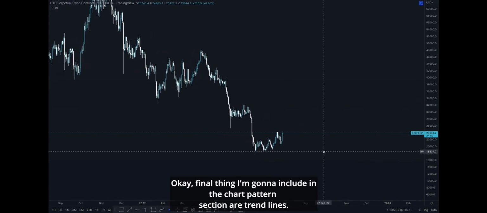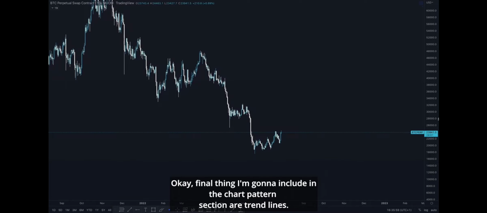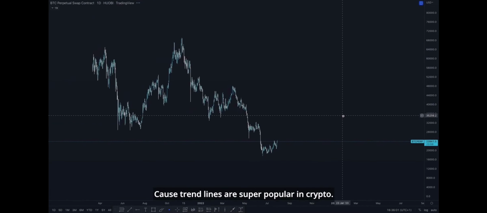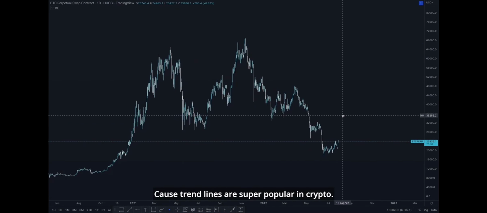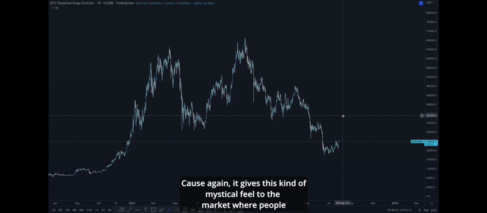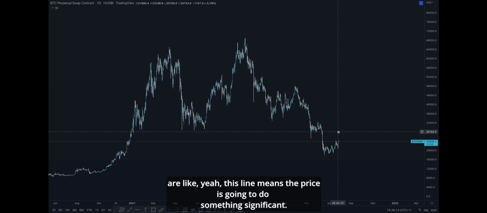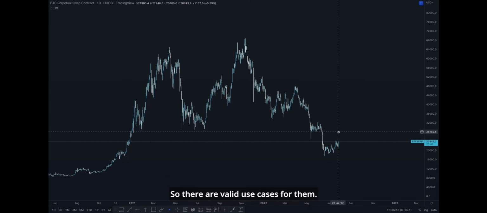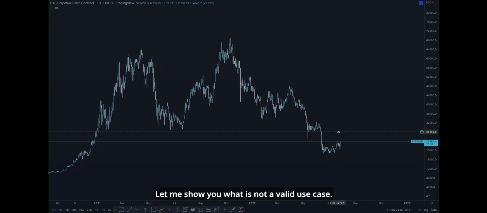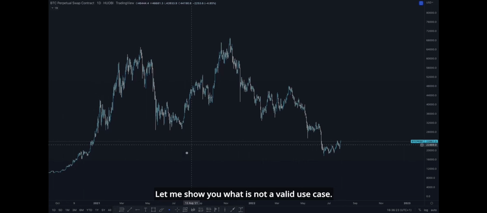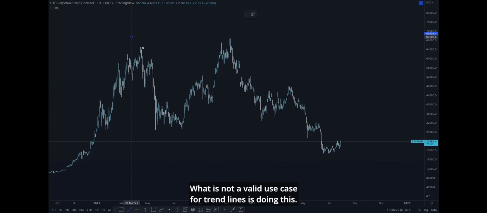Okay, final thing I'm going to include in the chart pattern section are trend lines, because trend lines are super popular in crypto because, again, it gives this kind of mystical feel to the market where people are like, yeah, this line means the price is going to do something significant. So there are valid use cases for them. Let me show you what is not a valid use case. What is not a valid use case for trend lines is doing this.